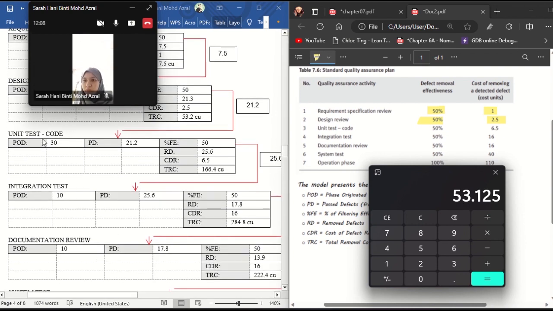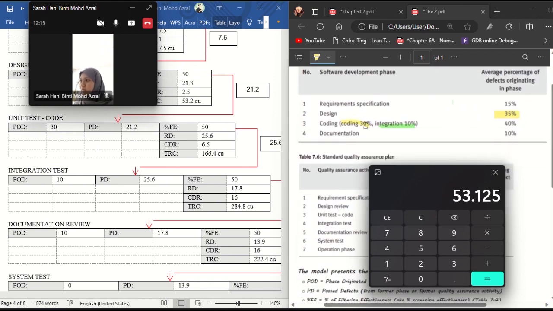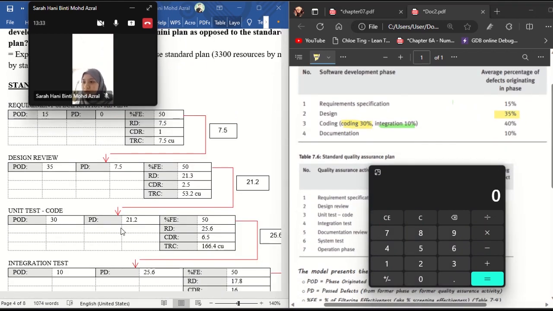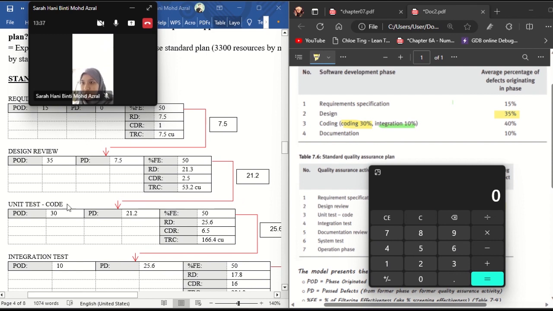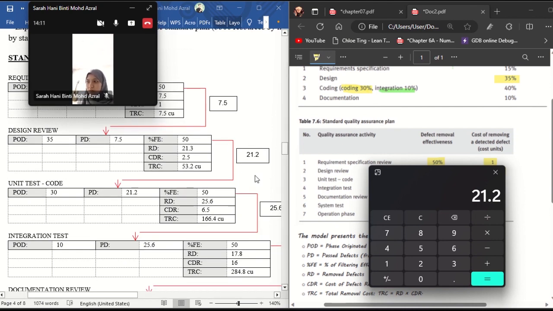So for the next phase, we have unit test. The POD given is 30% right here. So how do we get the PD? Like I mentioned, from the previous phase, you have to total up the POD and PD, then you subtract the RD, which is the remove defect. So that's how you get the previous defects. So let's calculate it. 35 plus 7.5, 42.5. Subtract the RD from the previous phase, and you will get 21.2, which is here.